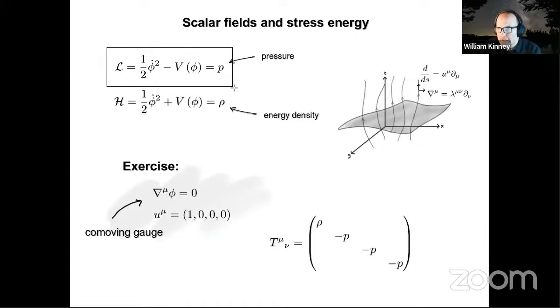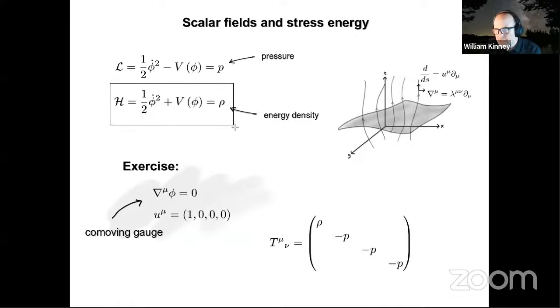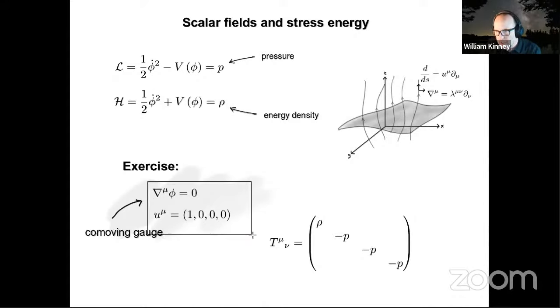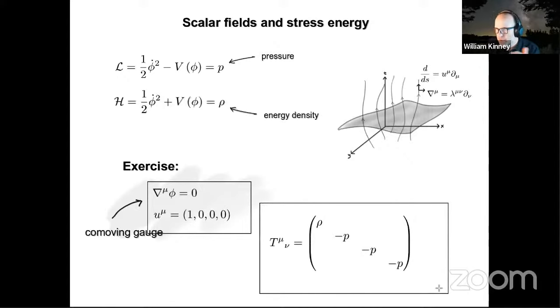And then in this foliation, we can identify a pressure, which is just the Lagrangian, and an energy density, which is the Hamiltonian for the scalar field, right? 1/2 phi dot squared plus V of phi is the total energy, 1/2 phi dot squared minus V of phi is the pressure. And it's straightforward to show that if you then work in comoving coordinates where the fluid flow is everywhere exactly along the time-like direction, the stress energy tensor takes the form of a perfect fluid, okay?